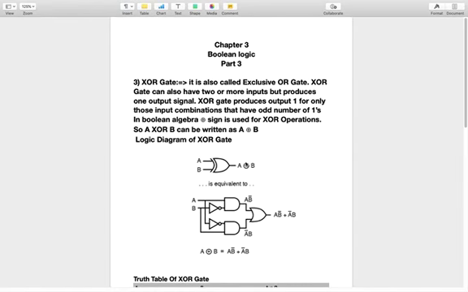So today we completed all 4 combinational gates, which are the NAND gate, NOR gate, XOR gate and XNOR gate. All 4 gates have 3 sections: first is the definition, second is the logic diagram and third is the truth table.